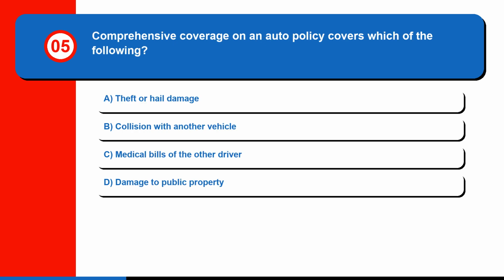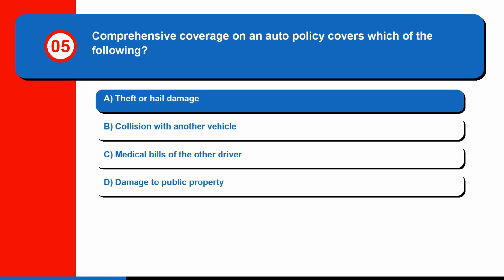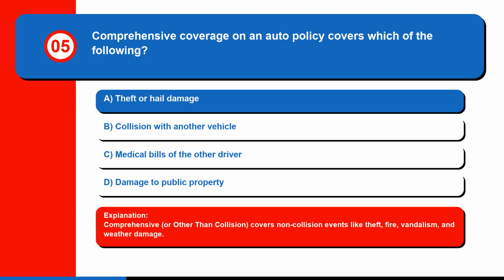Question 5. Comprehensive coverage on an auto policy covers which of the following? A. Theft or hail damage, B. Collision with another vehicle, C. Medical bills of the other driver, or D. Damage to public property. The correct answer is A. Theft or hail damage. Comprehensive, or other than collision, covers non-collision events like theft, fire, vandalism, and weather damage.